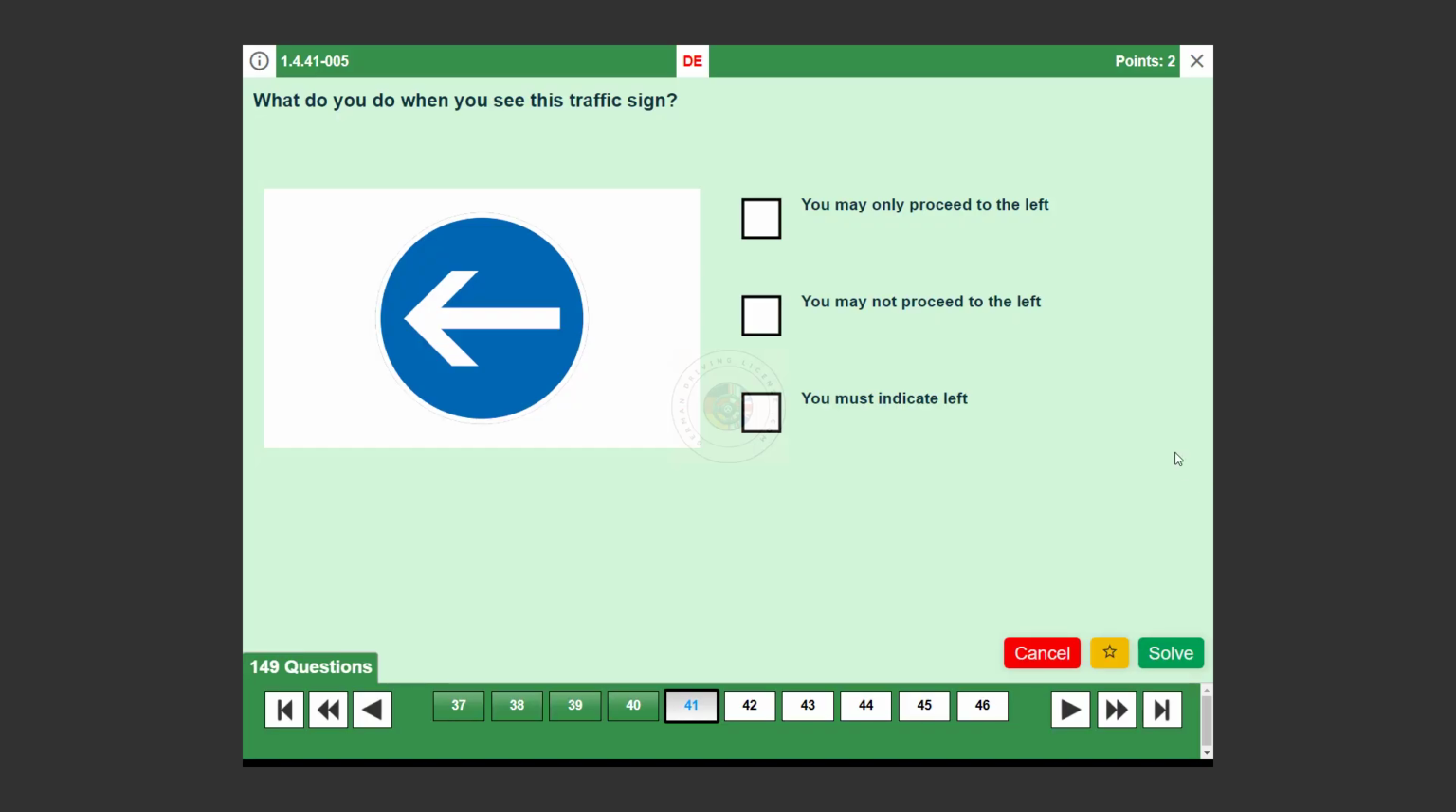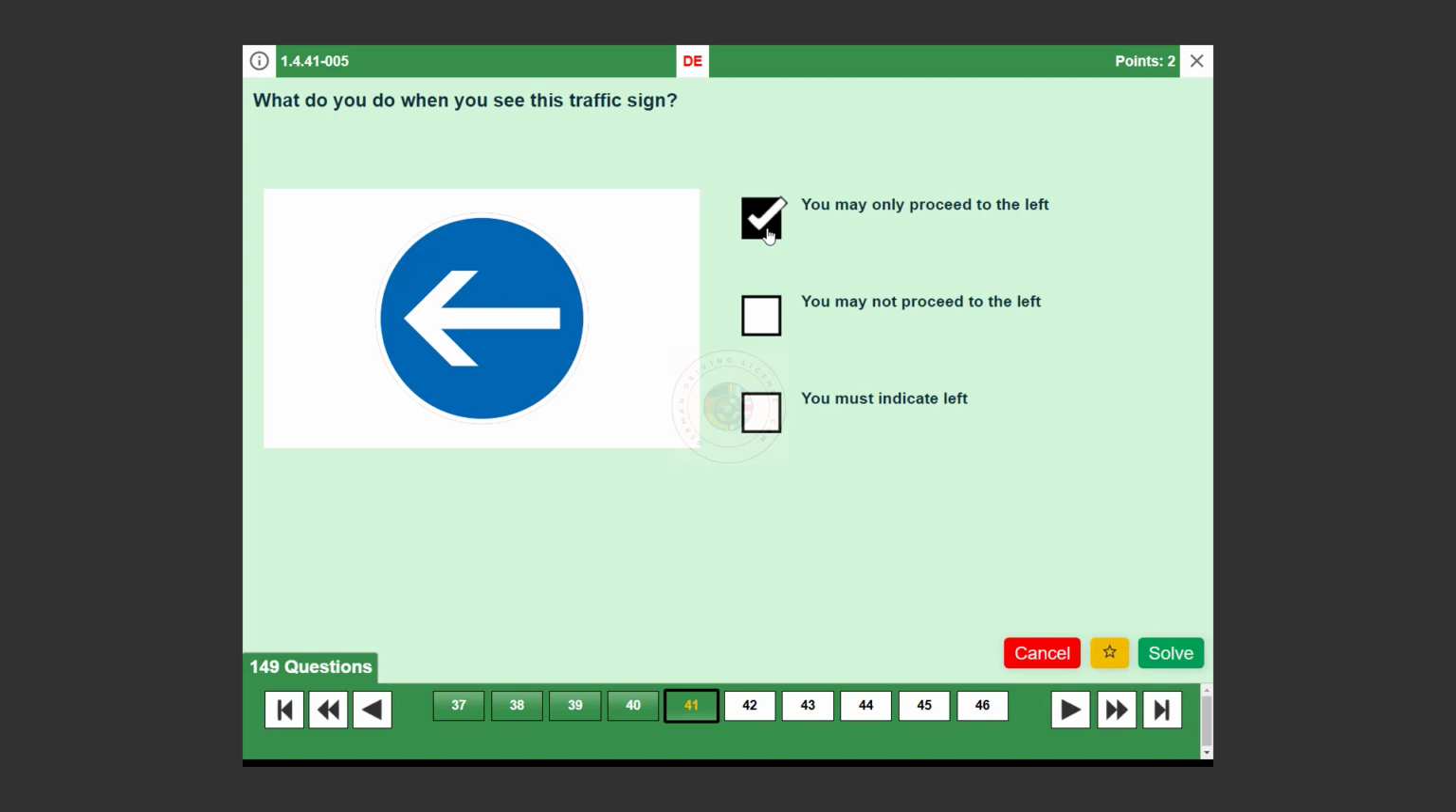Question number 41. What do you do when you see this traffic sign? You may only proceed to the left. True. The sign directs drivers to only proceed left, requiring signaling intentions clearly.